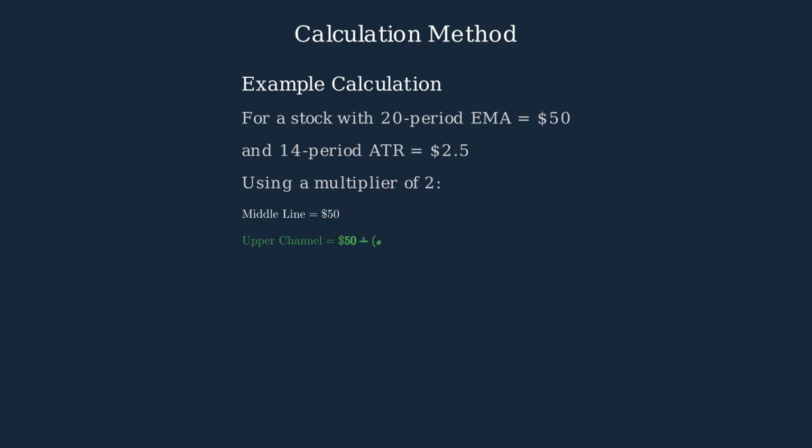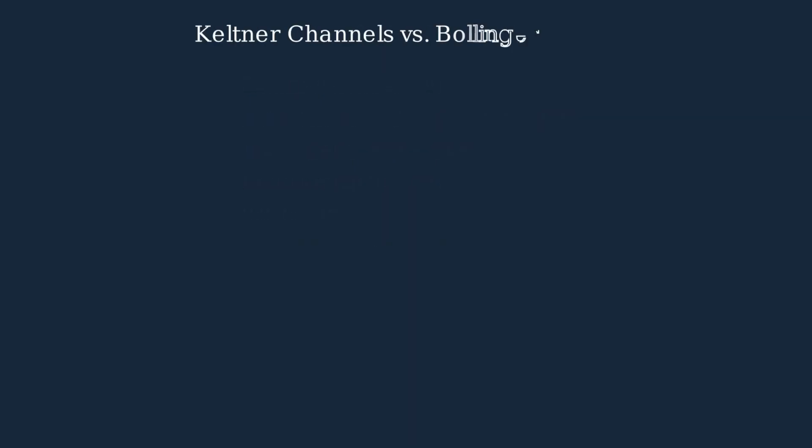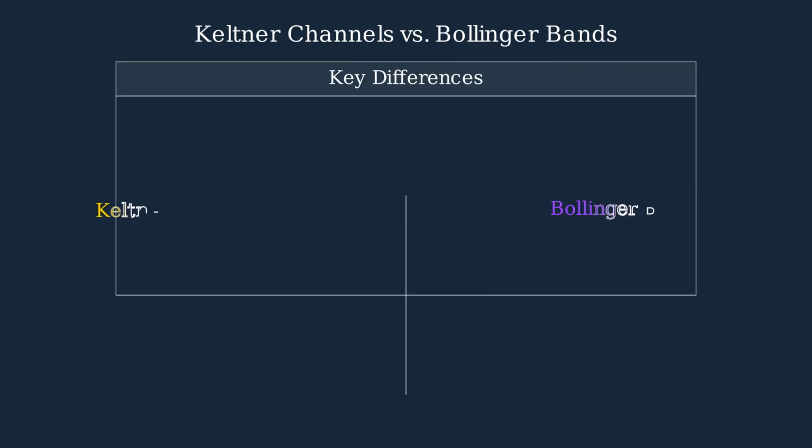The upper channel is calculated by adding 2 times the ATR to the middle line, resulting in $55. The lower channel is calculated by subtracting 2 times the ATR from the middle line, resulting in $45. As volatility changes over time, the ATR value will update accordingly, causing the channels to adapt and provide relevant support and resistance levels.